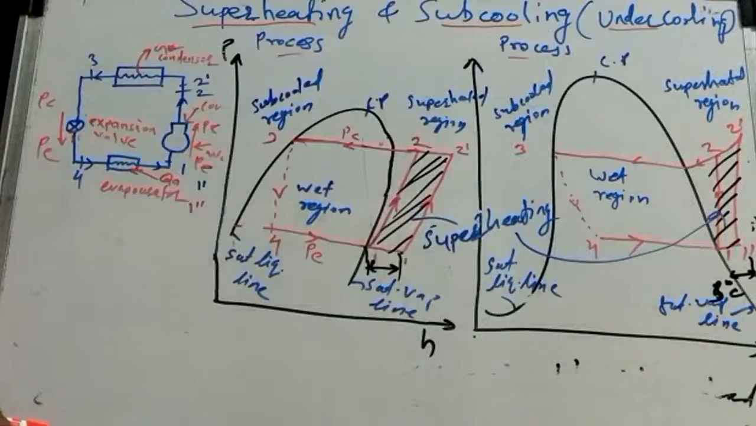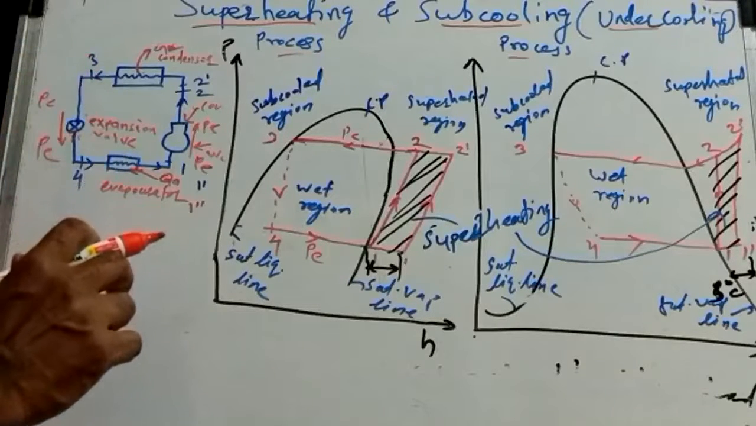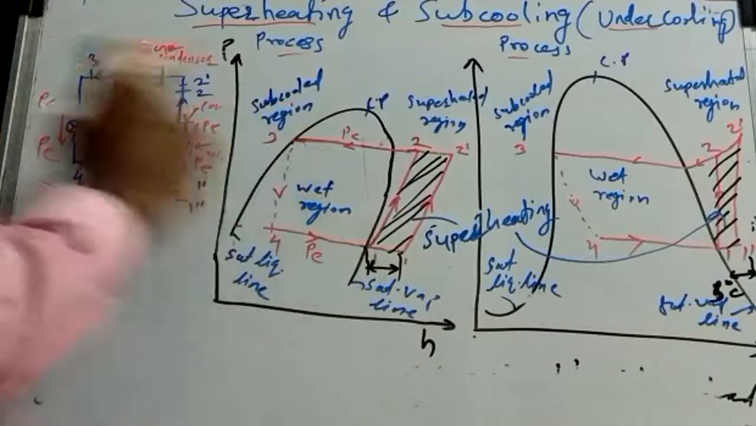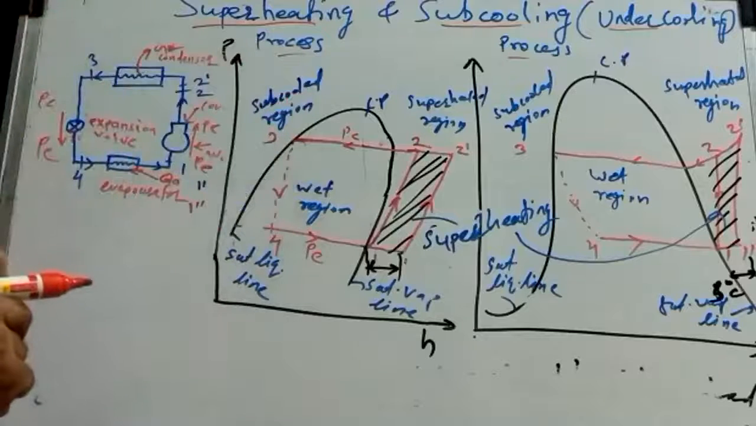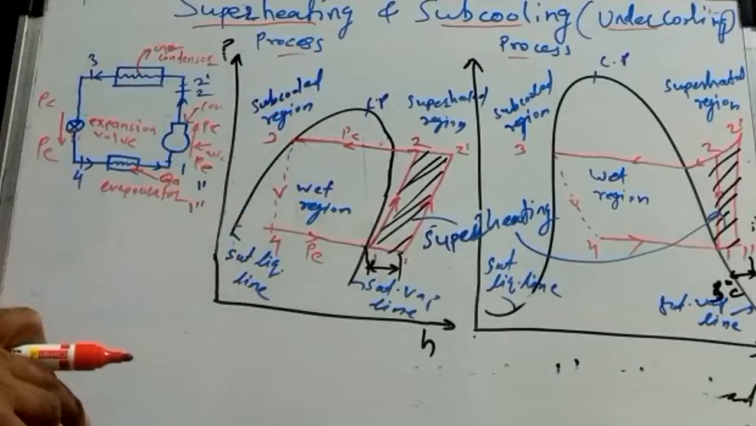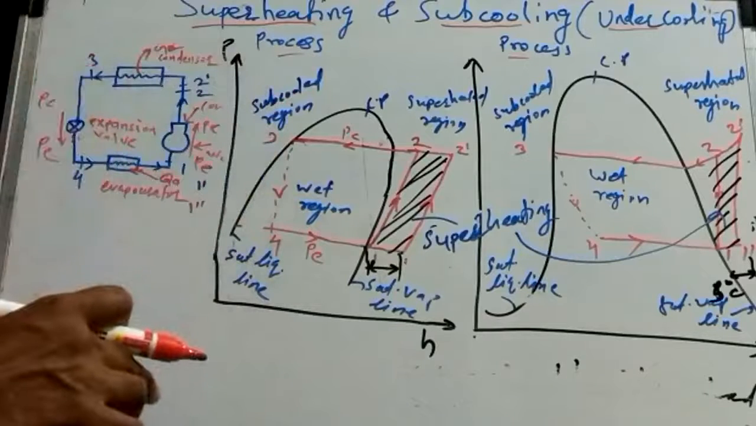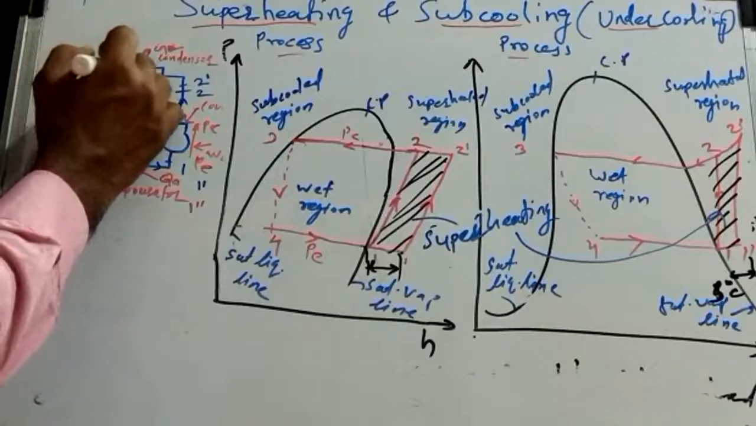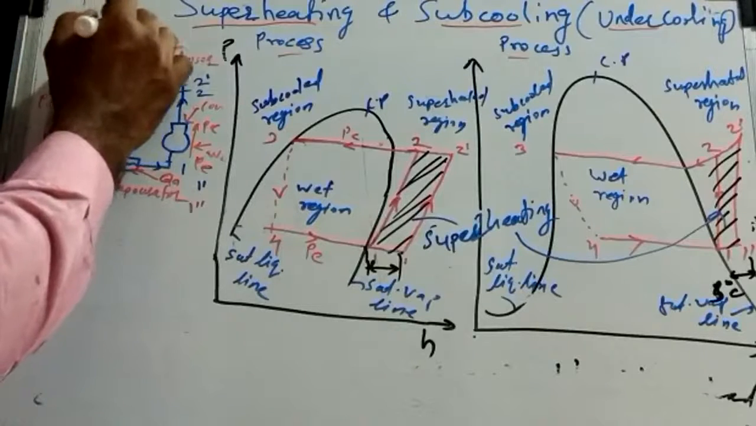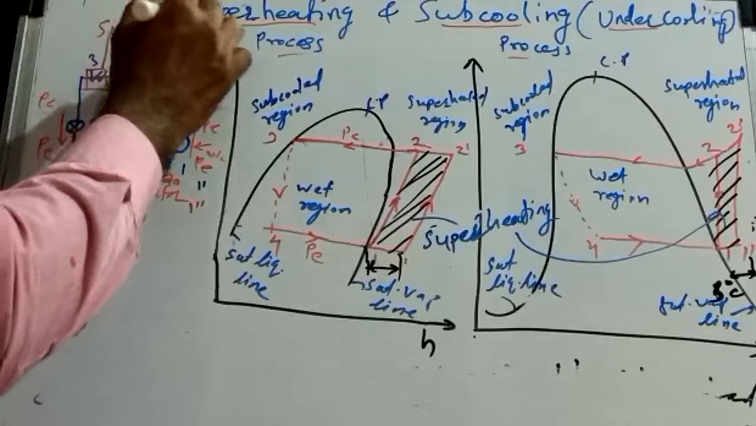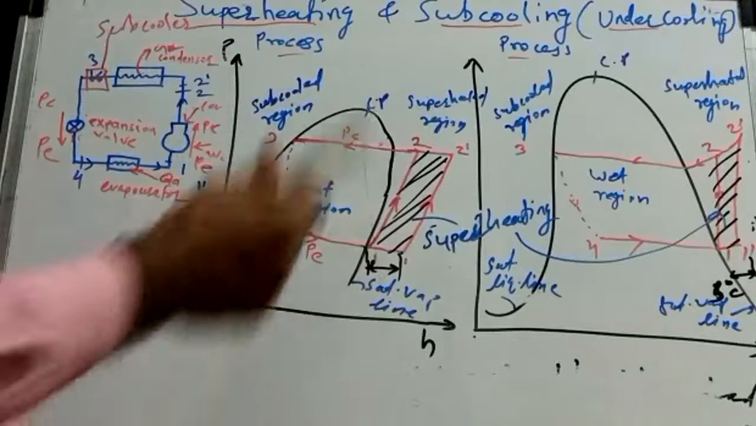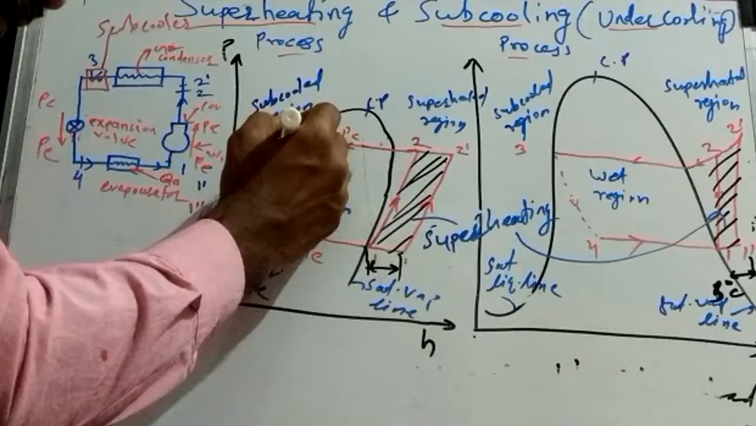Now let's see the undercooling or subcooling process. In the undercooling process, the refrigerant coming out of the condenser is in the form of liquid, right? So we will get the third point, the outlet at the saturated liquid line. But if you cool that refrigerant again by providing a separate subcooler, like here, we can decrease the temperature of the refrigerant like this.